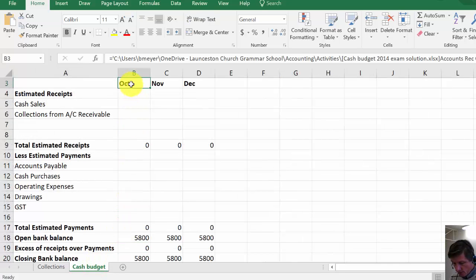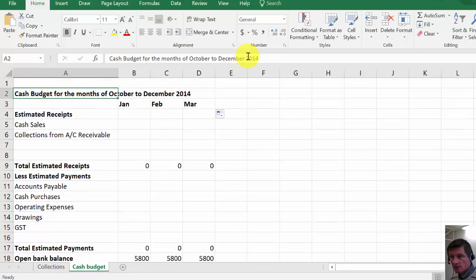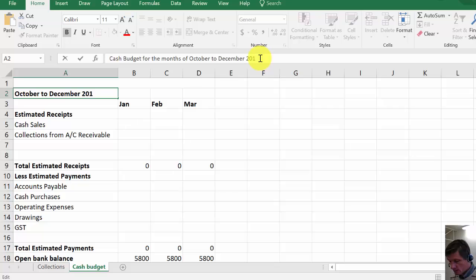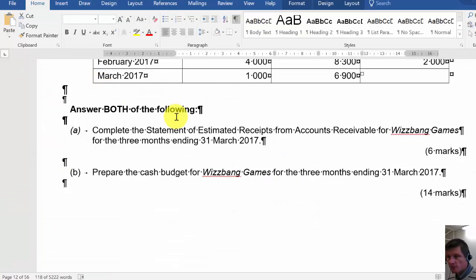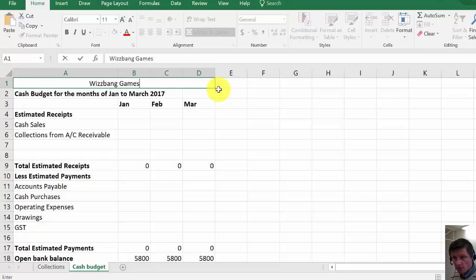But here we've got to put in the correct months. It's ending 2017, but the 3 months from January to March. Okay, so I've got that sorted. What I should also do is put in the name, that's Whizbang Games, so I might just put that in. Some of you tend to forget that little bit of information, and it does lose unnecessary marks.